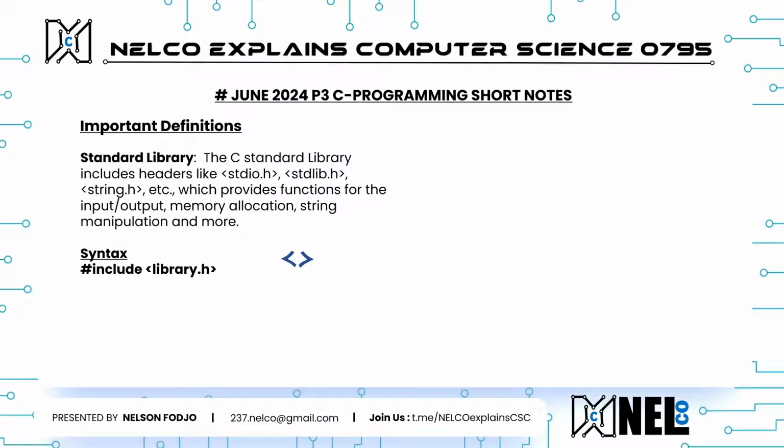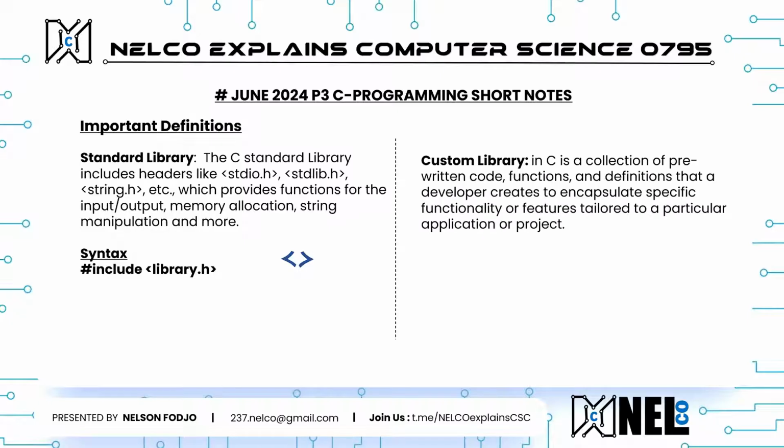To continue, we're going to move on with a custom library. In C, custom libraries are collections of pre-written code, functions, and definitions that the developer creates to encapsulate specific functionality or features tailored to a particular application or project.